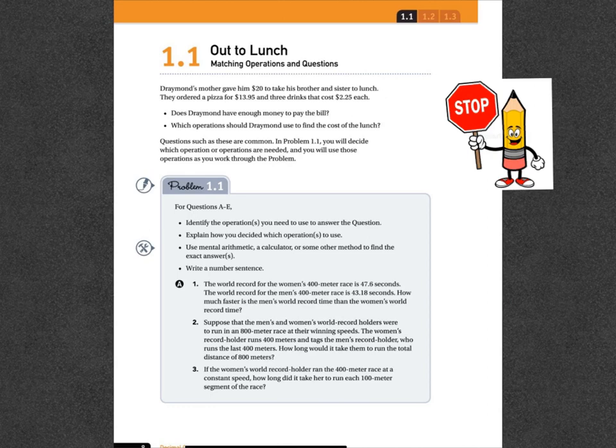Now, what operations did I use? I used addition and I used multiplication. Which one did you use? Now it's your turn. Problem 1.1. For questions A through E, I want you to identify the operations that you need to use to answer the questions. And then I want you to use mental arithmetic, a calculator, or some other method to find the exact answers. And then I want you to write a number sentence, right? So what operation do you use? Write a number sentence, and then solve it. So you're going to do that for 1, 2, and 3.